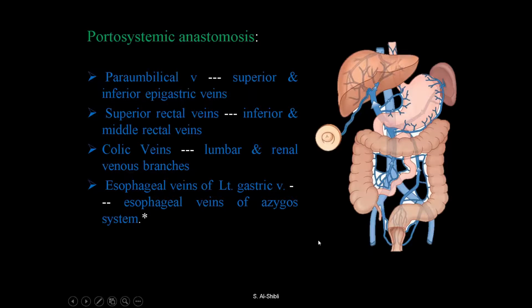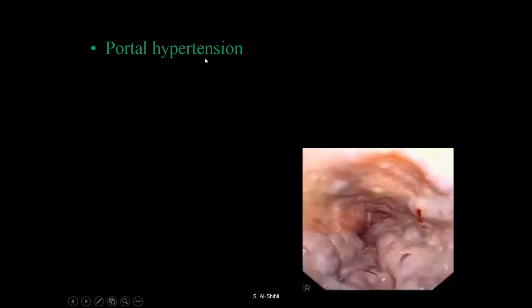And you know that in the portal hypertension, what shall happen? It is what we call the esophageal varices. Why? Because the blood is shifted from the high pressure to the normal pressure within the systemic. So engorgement, congestion of the veins at the lower part of the esophagus. Okay, this is what you call esophageal varices.